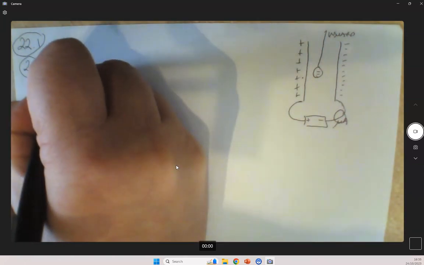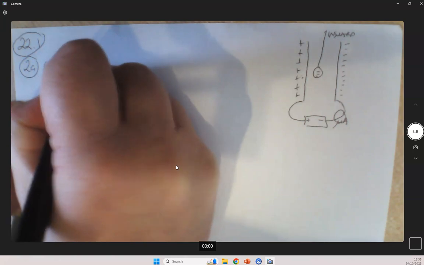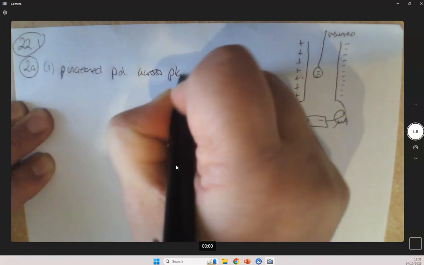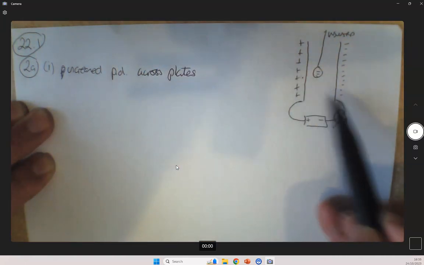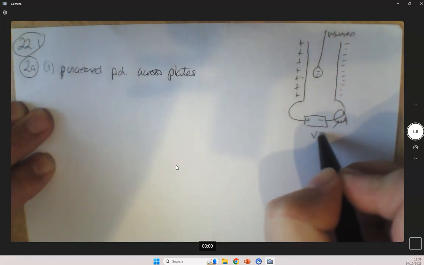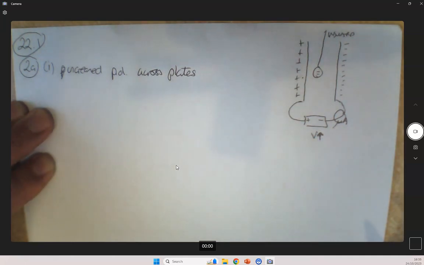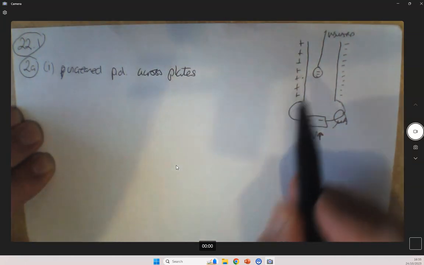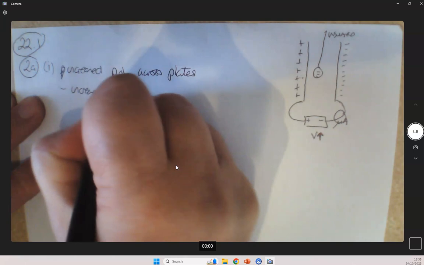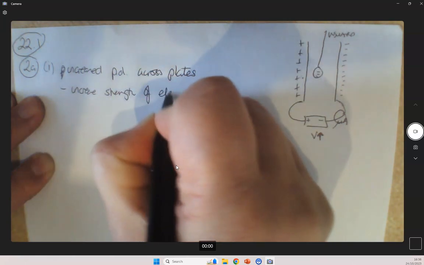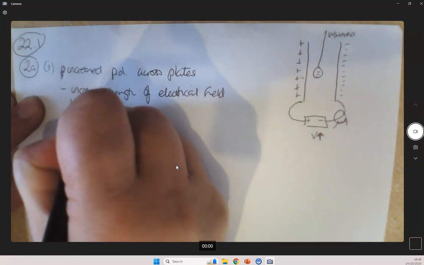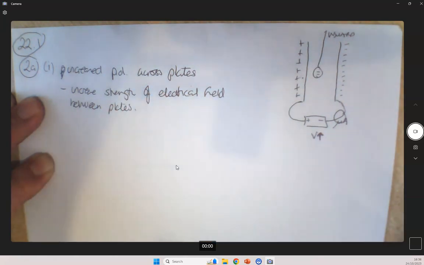So let's work through. We've got increased PD across the plates. Now, this could be achieved by putting more electrons on here, taking more electrons off of here. So basically just having an increased voltage across the power supply would achieve that. And what it'll do is mean you've got a stronger electrical field. So it will increase the strength of the electrical field between the plates.